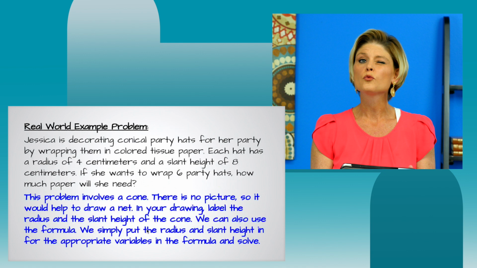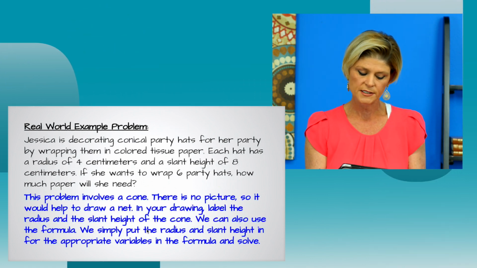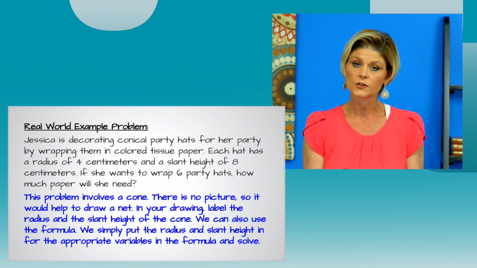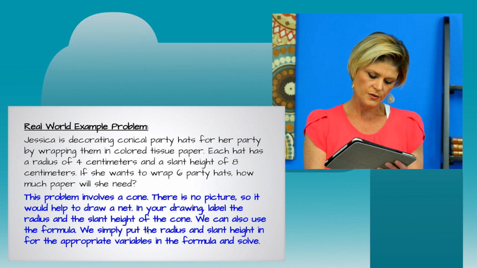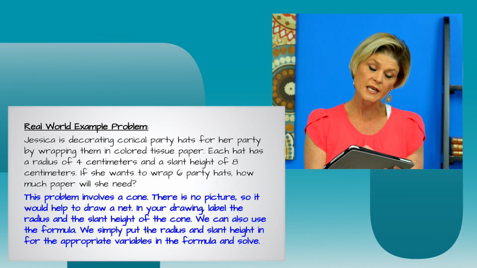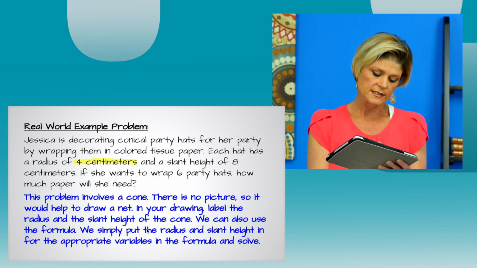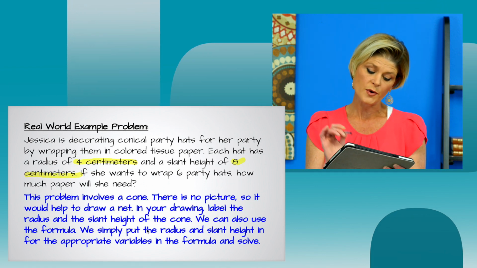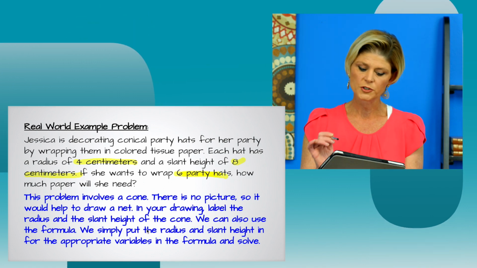All right, last one. Let's look at a real world problem. Okay, Jessica is decorating conical party hats for her party by wrapping them in colored tissue paper. Each hat, let's highlight our data here, or the information we need, has a radius of 4 centimeters and a slant height of 8 centimeters. If she wants to wrap 6 party hats, pay attention to that, guys, how much paper will she need?